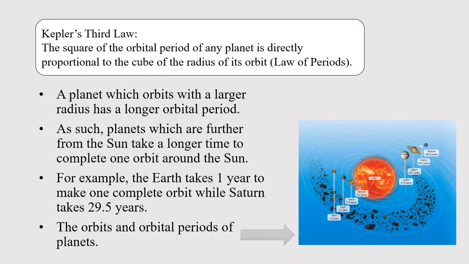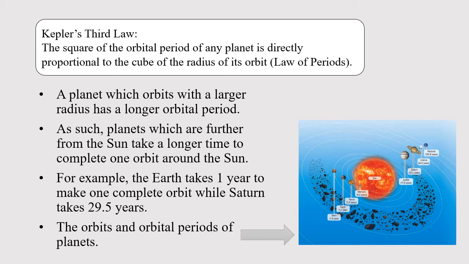Kepler's third law means the square of the orbital period of any planet is directly proportional to the cube of the radius of its orbit. Law of periods. A planet which orbits with a larger radius has a longer orbital period. As such, planets which are further from the Sun take a longer time to complete one orbit around the Sun.